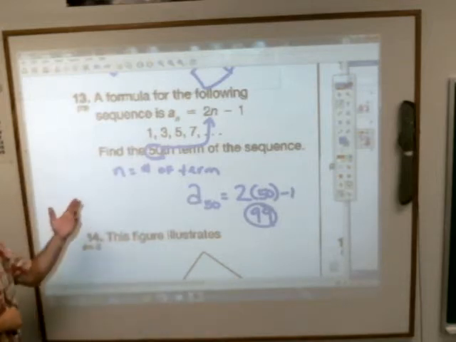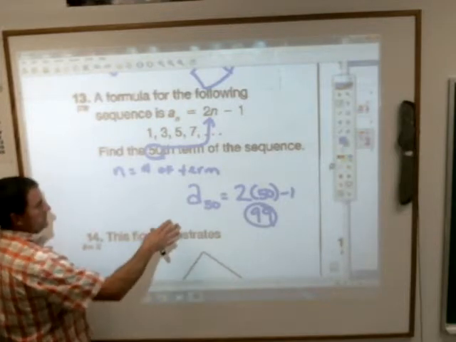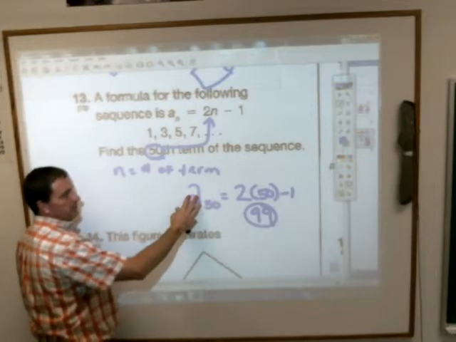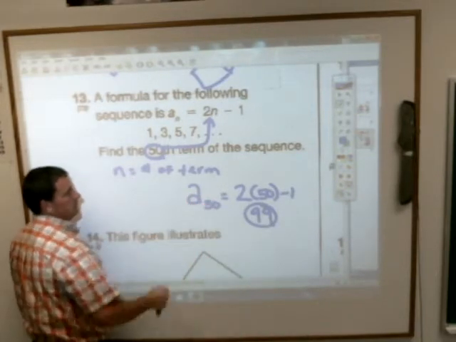Subscripts, superscripts we call exponents. Subscripts are just there for labeling purposes, so you can keep things straight. So this does not turn into any sort of a number ever. It's just a way to label the problem. 50th term is.